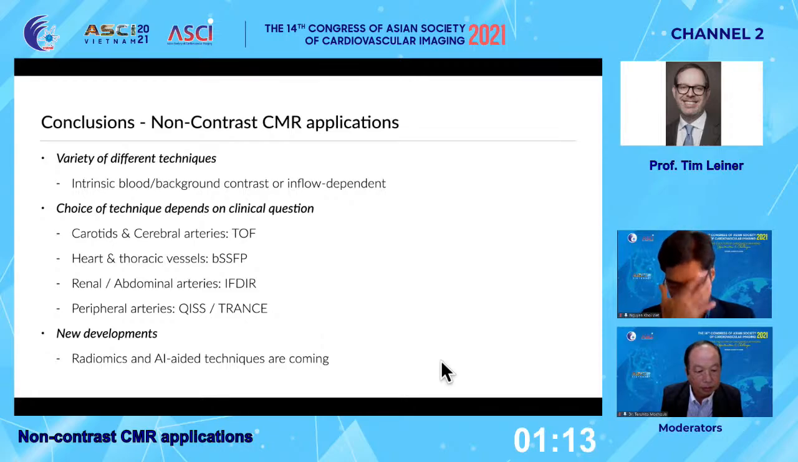Of course, there is overlap between these different methods and the different anatomies, and in the next couple of years, we'll see many more papers coming out evaluating these techniques versus reference standard techniques that we use right now for the evaluation of different pathologies. New developments are the application of radiomics and AI-aided techniques for replacing contrast-enhanced scans.